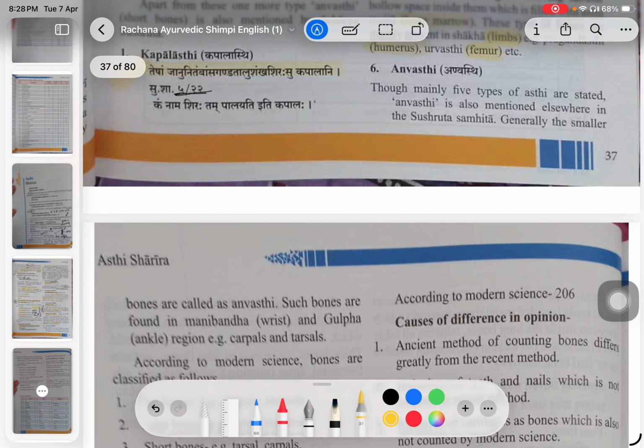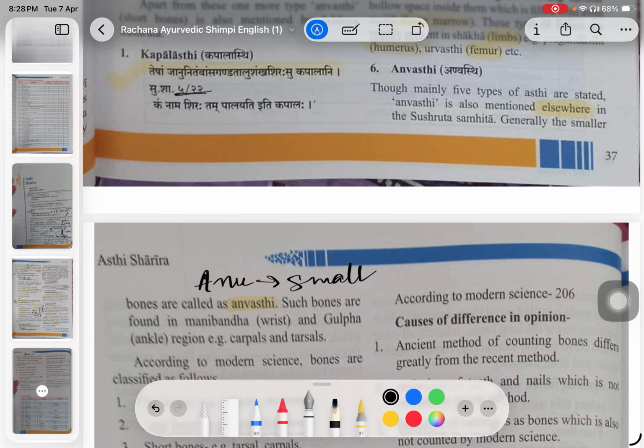Then we have another type of asthi, mentioned elsewhere in the Sushruta Samhita, that is Anuvasthi or Anvasthi. Generally, the smaller bones are known as Anu. The name suggests it, Anu means small. So, such bones are found in Manibandh, that is wrist. You can understand carpals, tarsals, carpals and tarsals.